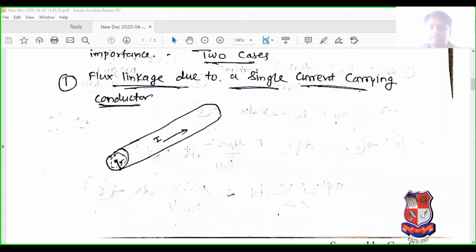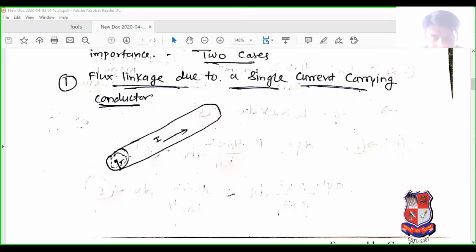Let us consider a long straight cylindrical conductor as shown in this figure. This conductor has a radius of r meter and it carries a current of I ampere, which is the RMS value. Now this current will set up a magnetic field, and this magnetic line of force will exist inside the conductor as well as outside the conductor.